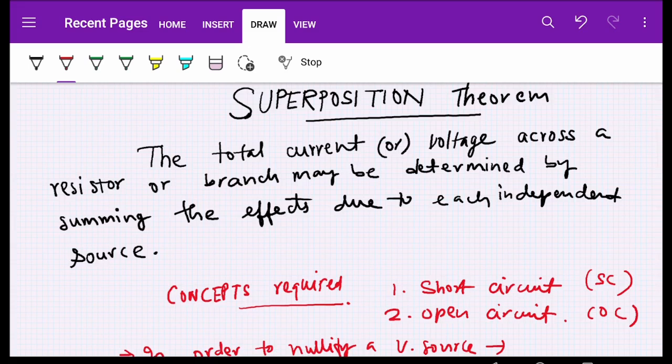Today we'll discuss the superposition theorem. The superposition theorem is a very powerful theorem in electrical circuit analysis. It is used to simplify many complicated circuits.